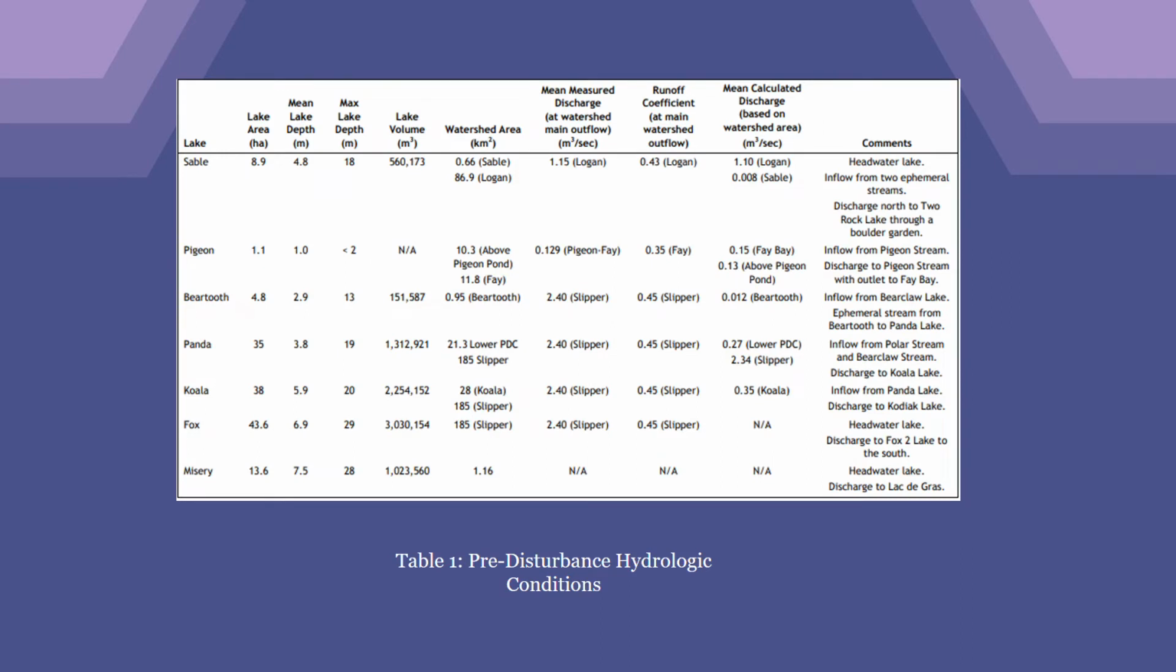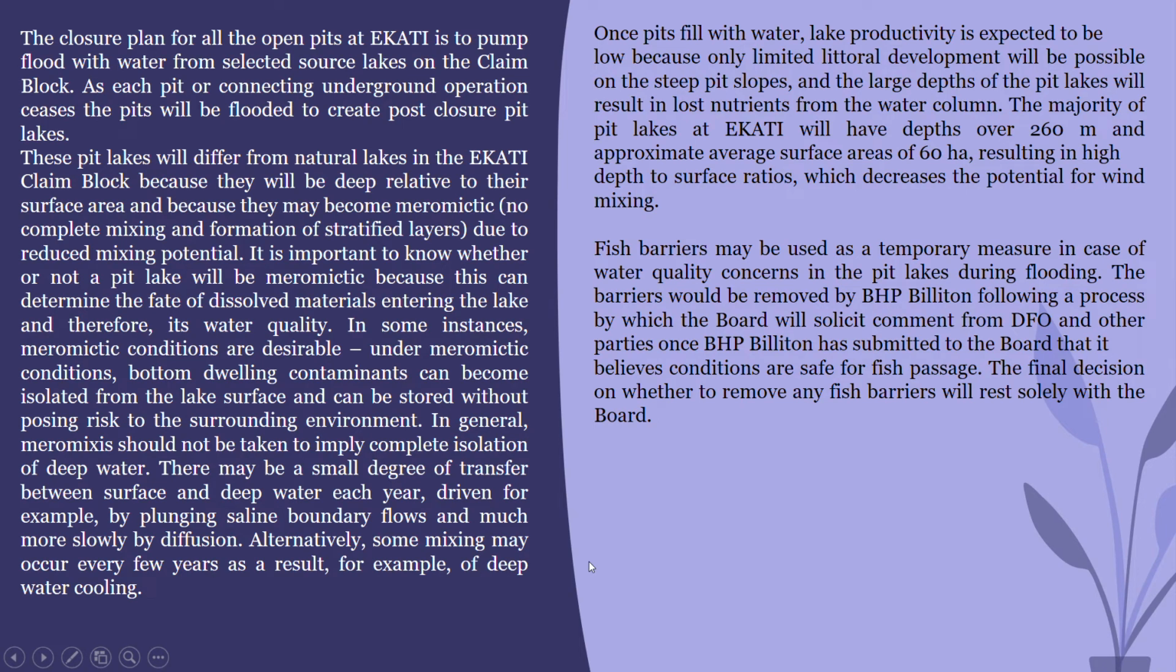So this is the pre-disturbance hydrologic conditions. Like I said, before starting any closure, before taking any assessment, first we have to conduct a pre-disturbance site assessment. Here we have the hydrologic conditions assessment, which focuses on the different conditions of water storage and drainage capacity in the different pits. So here the closure plan is to pump flood with water from selected source lakes on the claim block. So these open pits will be converted into lakes. That is going to be our closure plan.